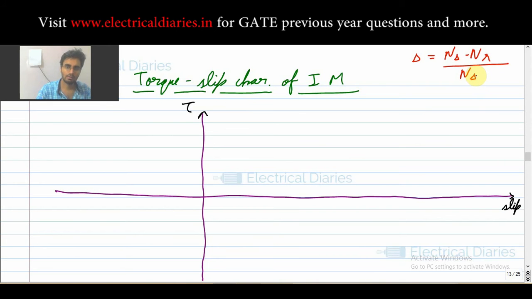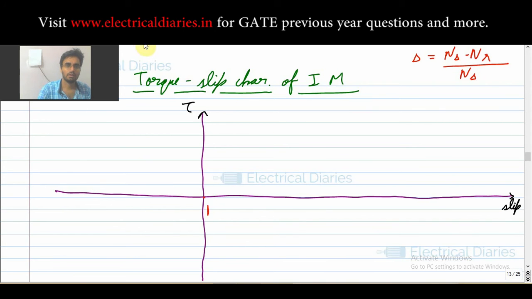In an induction motor we use this concept of slip. I will explain this in the principle of the induction motor video someday, but in this video we are only concerned about the torque-slip characteristics. Let us say the motor is at zero speed. That means nr is 0 and the slip comes out to be 1. So at this point the slip is 1.